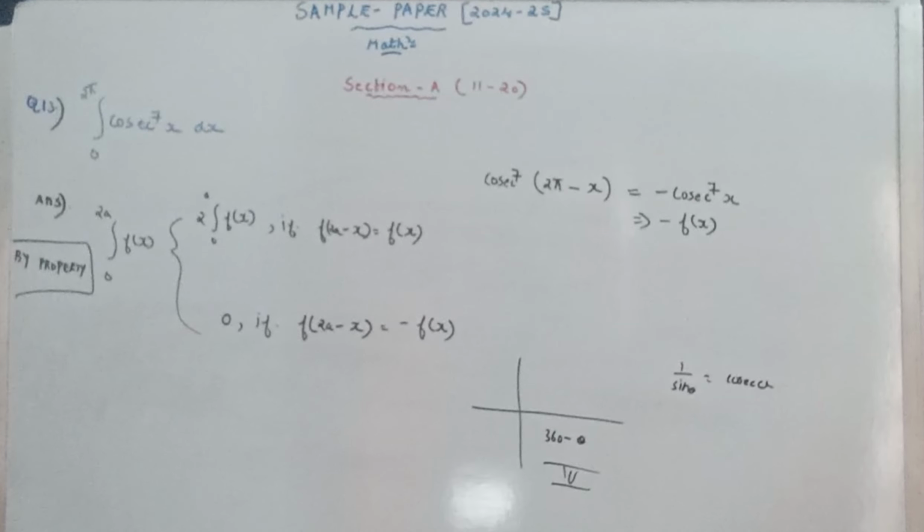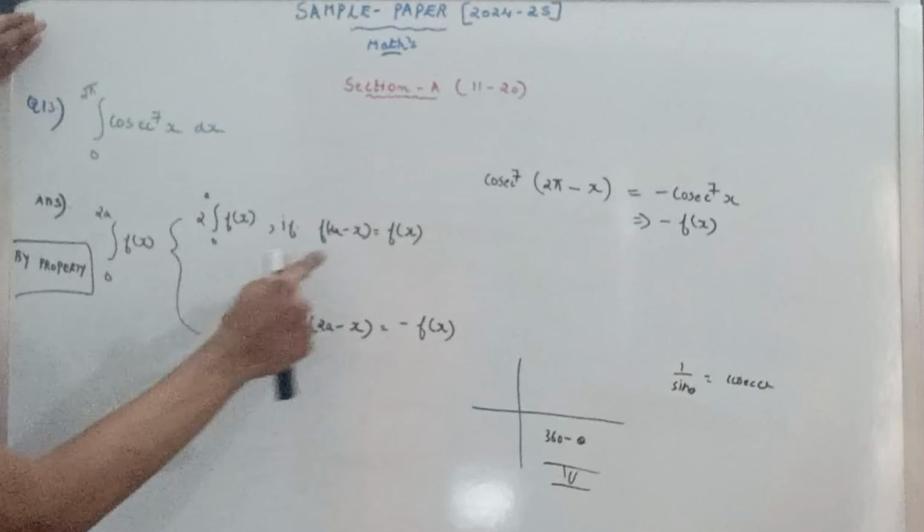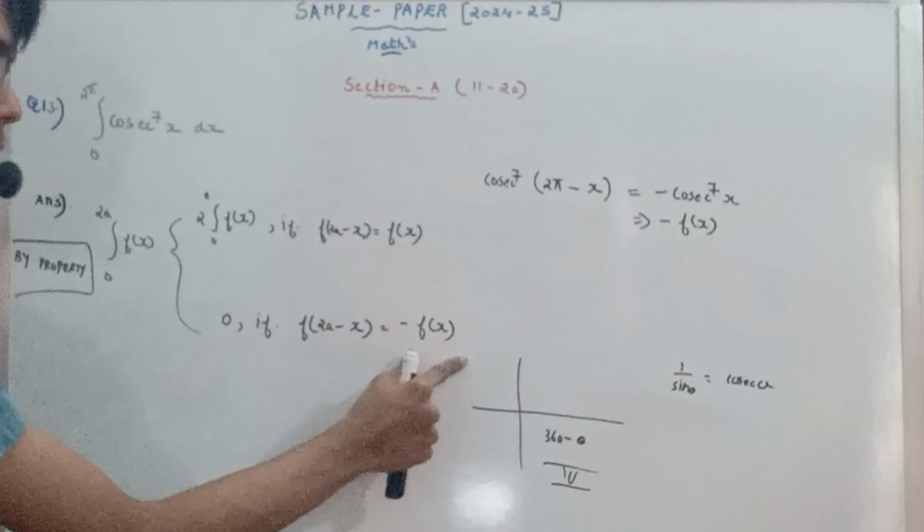Okay, so if you see, we said that if f of 2a minus x is equal to minus of f of x.